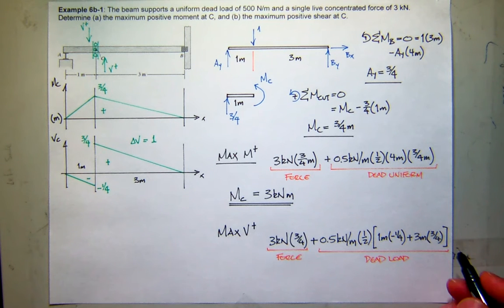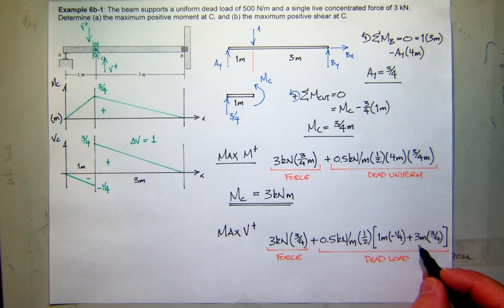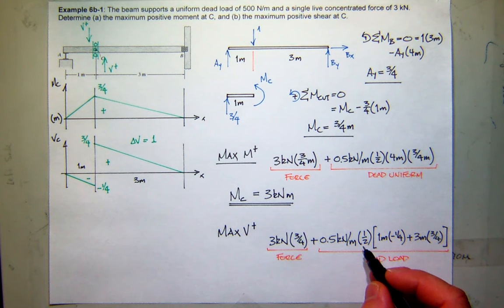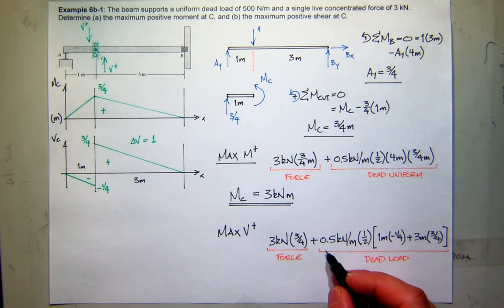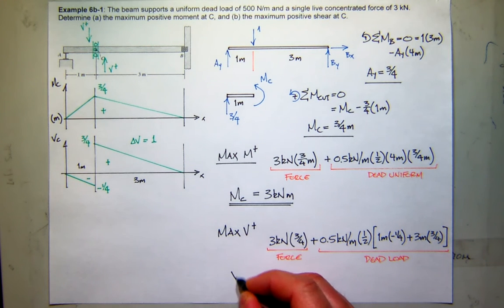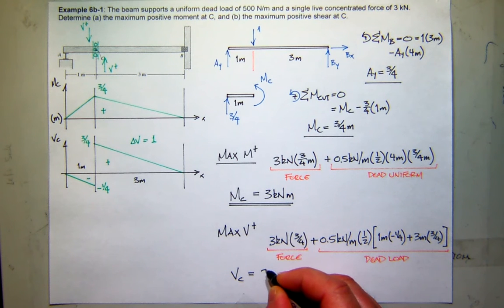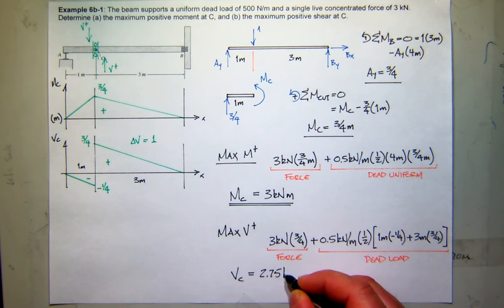I don't know what that is off the top of my head. 9 is... What is that? That's 1/4, 8, 2, 1.5. Oh, is it 3? I got 2.75. Ooh, so close. Anybody else get 2.75? So the max shear at C is 2.75, and that'll have the units of just kilonewton.